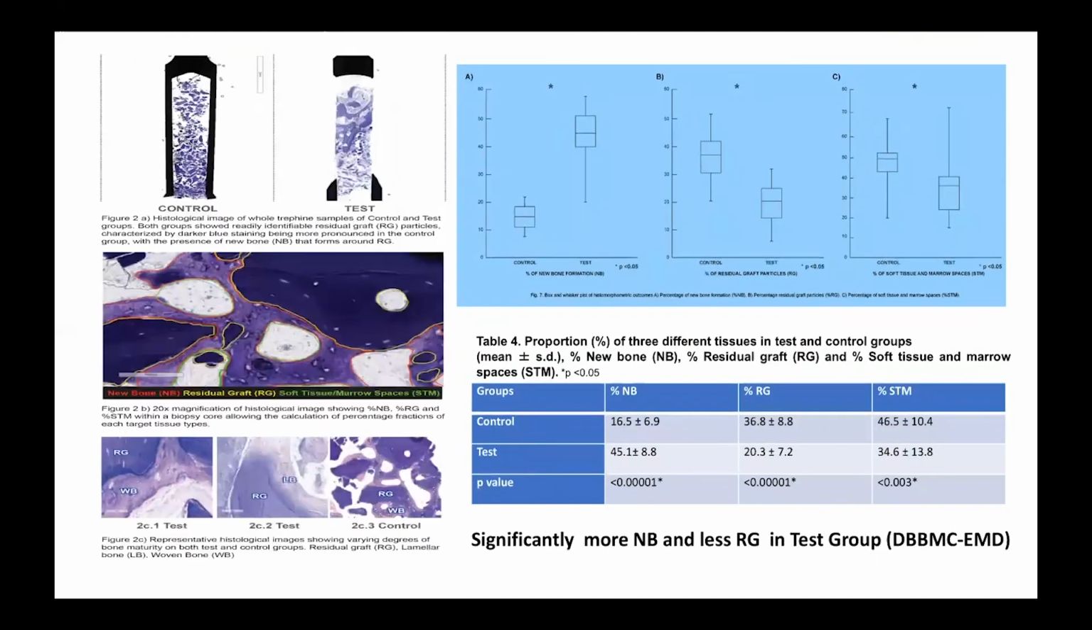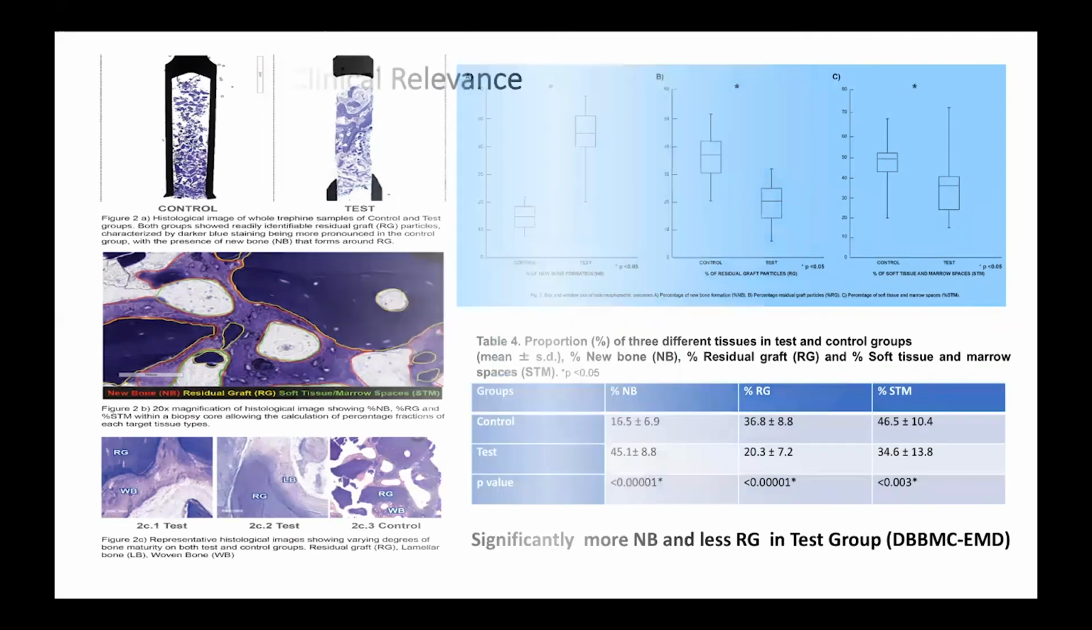Histological analysis showed significantly more new bone and less residual graft in the test group when compared to the control group. This suggests the advantage of using biologically active materials such as enamel matrix derivative as an adjunct to osteoconductive materials such as the xenograft used in this study in ridge preservation procedures.